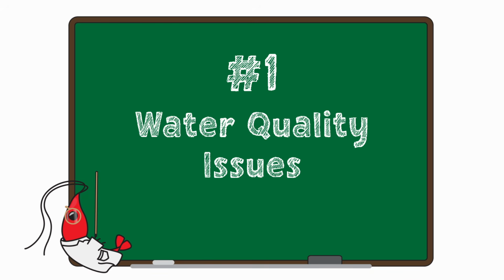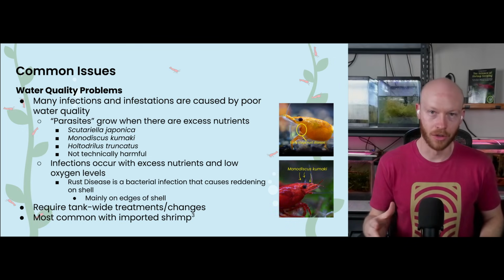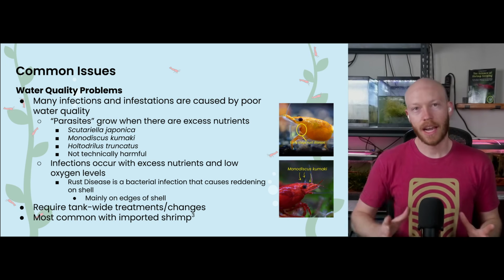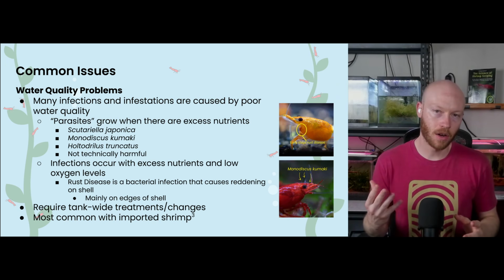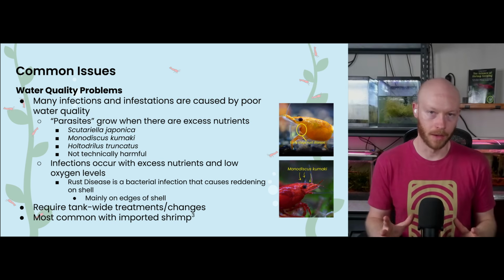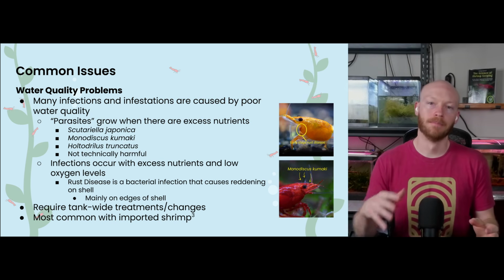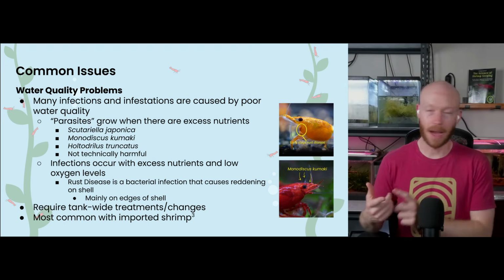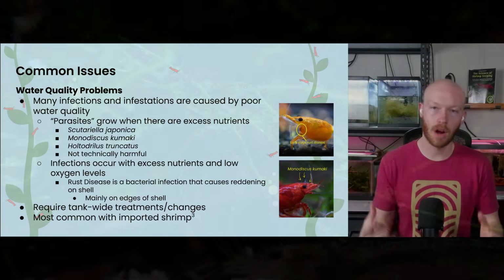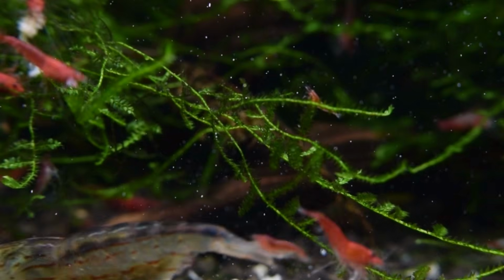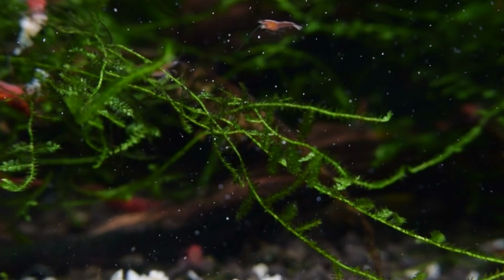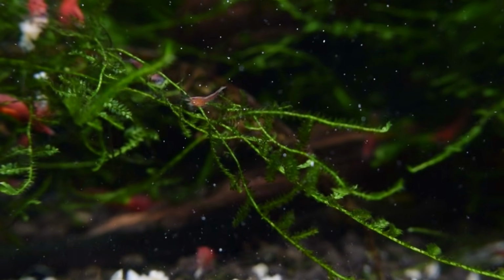So we're going to go ahead and jump right into water quality issues. And the reason I say water quality as opposed to water parameters is because water parameters don't tell the full story. We've talked about that a little bit, but there are types of bacteria in the water column that can be growing. There are various forms of nutrient buildup. These types of issues are not necessarily measurable by a hobbyist, but they do cause problems.